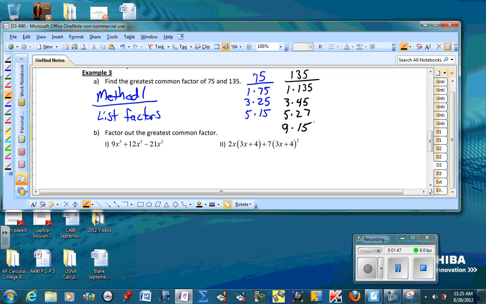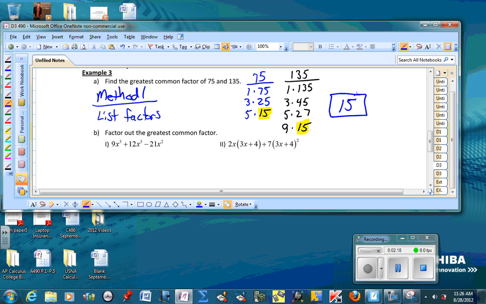10, 11, 12, 13, and 14 don't work. So we get to 15, and we know we have all of the positive factors listed. Now it's just a matter of looking in the lists and identifying what's the greatest number that goes into both lists. 75 doesn't show up. 25 doesn't show up. Looks like 15. 15 is the greatest common factor of 75 and 135. Now that's method 1.